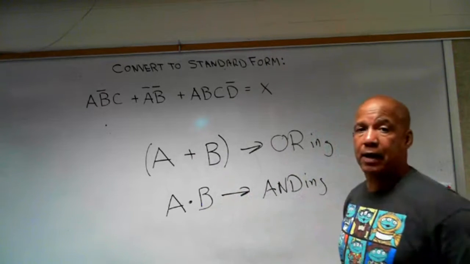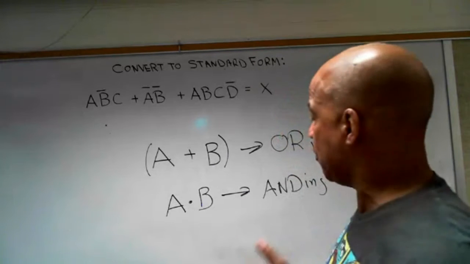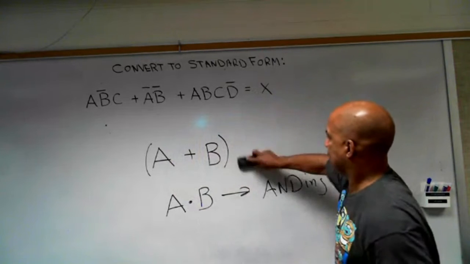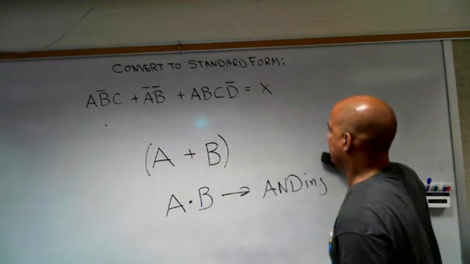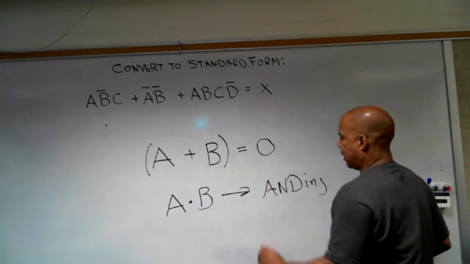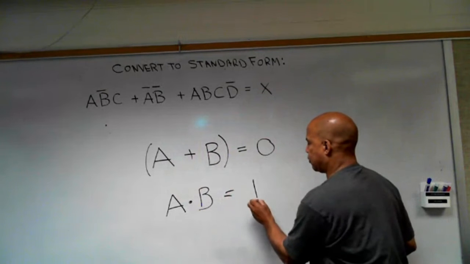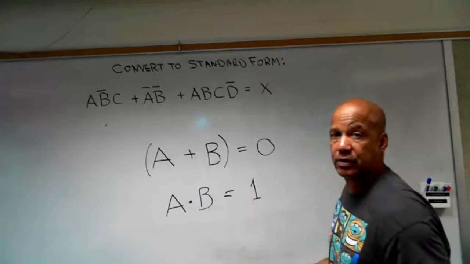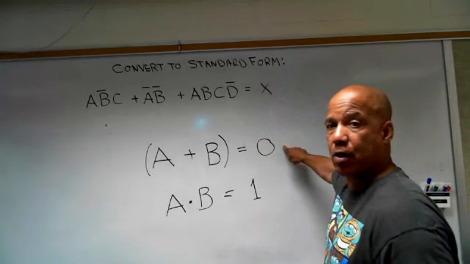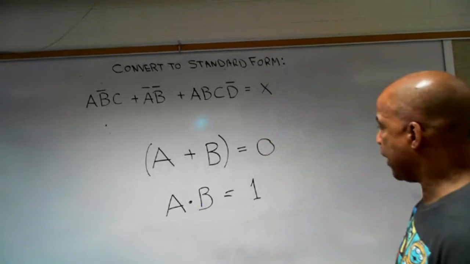Now what you want to remember about these two, the sum term and the product term, and I'll come back to this later, but what you want to remember is that when you have a sum term it always evaluates to a 0. And when you have a product term, this always evaluates to a 1. And that's by definition. So by definition, a sum term will evaluate to a 0, product term will evaluate to a 1.